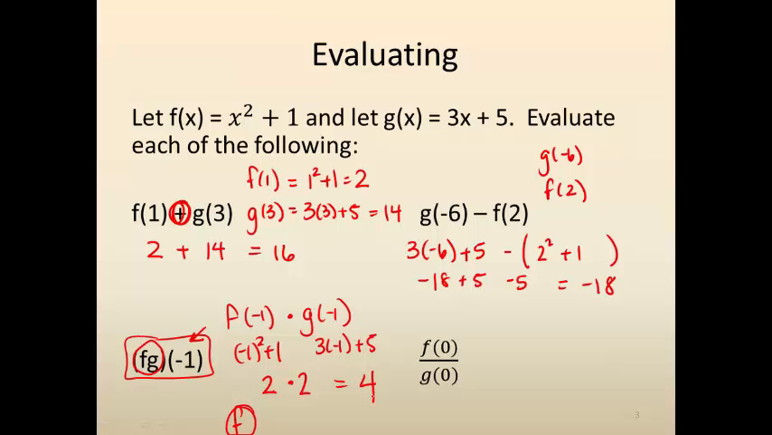The last one we have here on this screen is f of 0 divided by g of 0. So once again, you might want to find out what f of 0 is, which is 0 squared plus 1, or 1. And then find out what g of 0 is, which is 3 times 0 plus 5. And then do some division, so I have 1/5 as my result.